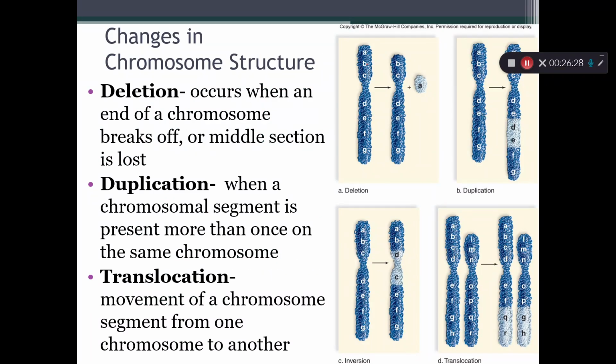Sometimes the genetic disorder is not a whole chromosome. It's just a part of a chromosome. Part of the chromosome could be deleted, duplicated, or moved, translocated. So that's really interesting. This may be just a segment of a chromosome.